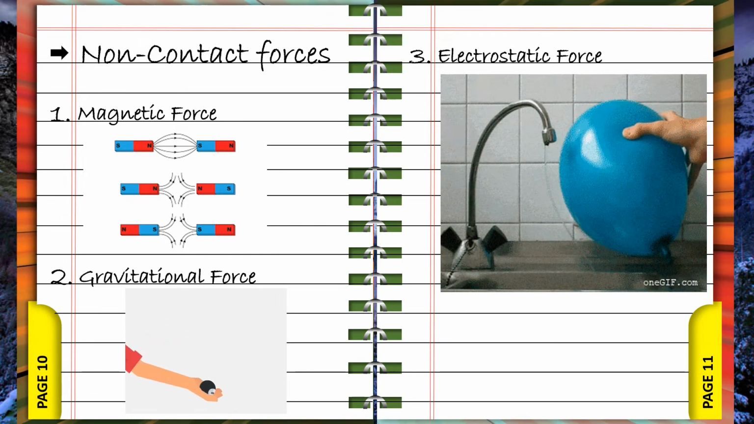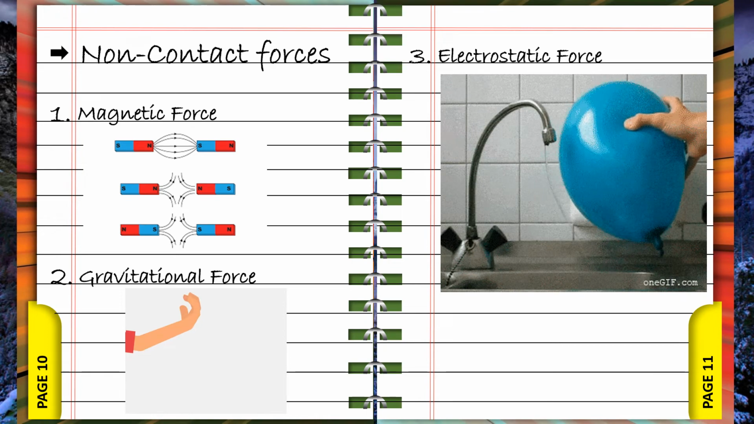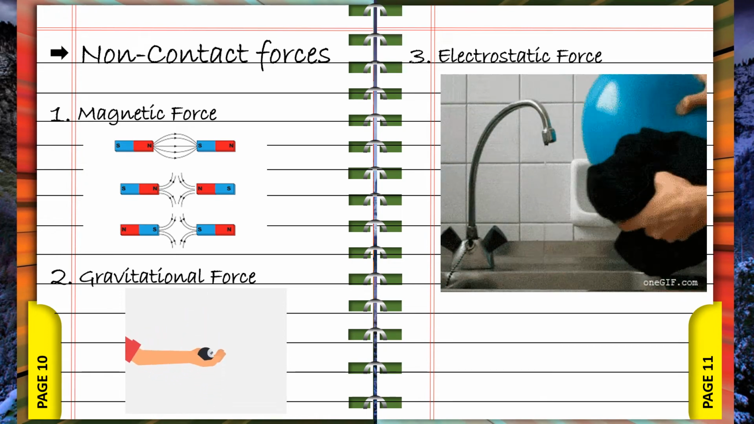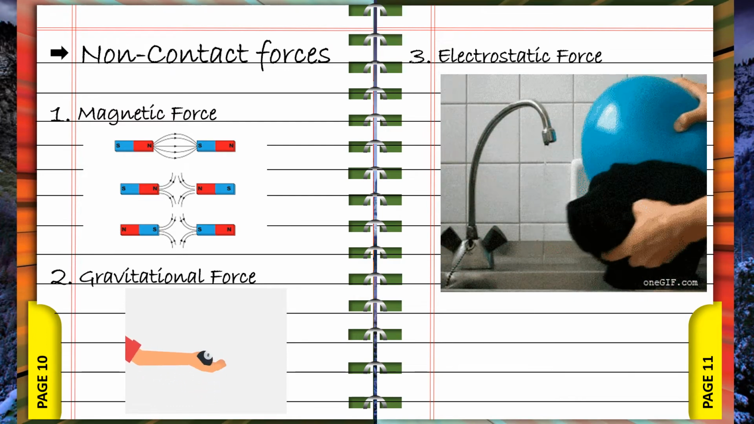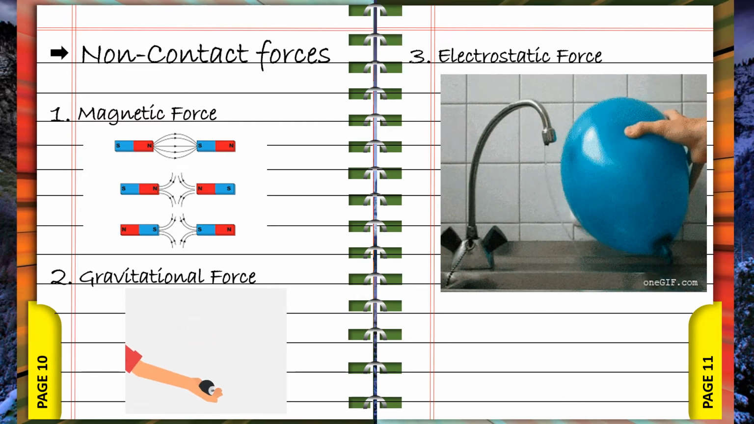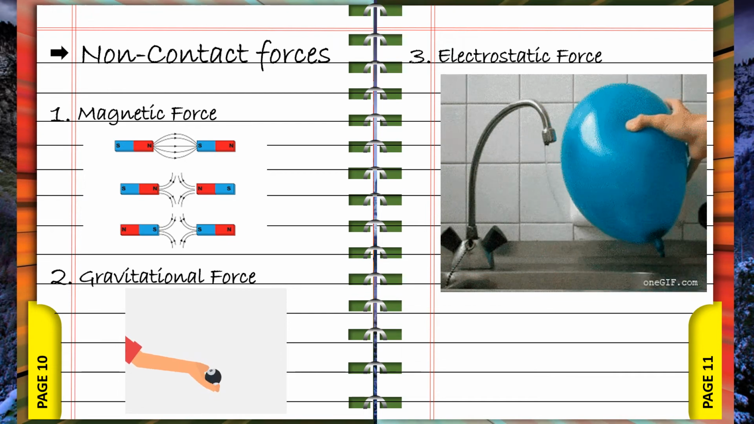Gravitational force. Gravitational force is the force that is applied by the earth to bring objects towards its center. A good example of it is throwing a ball upwards in the air and it comes down back again.